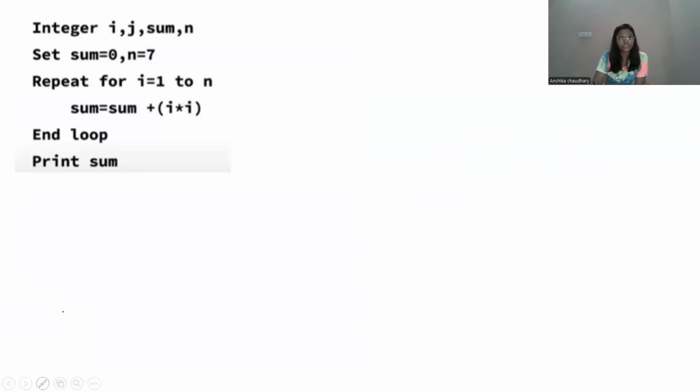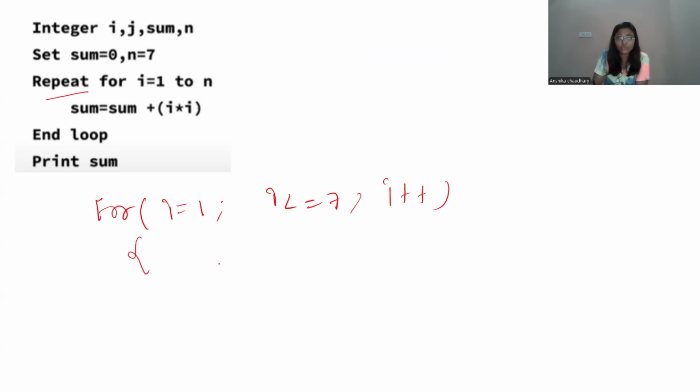So the next question is, there are four integers I, J, sum and n. We have assigned sum as 0 and n as 7. Now repeat for. So there is a for loop, and the for loop will start from 1 this time and I is less than or equal to 7, because n value is 7 only, and here I plus plus. Okay. Now sum is assigned sum plus I into I. I am writing it as I square, right?